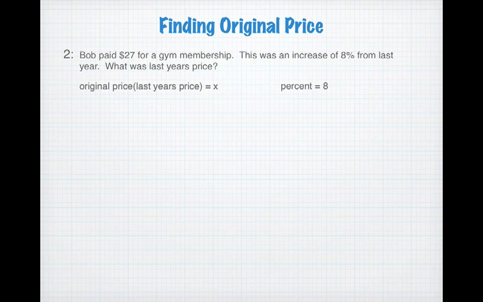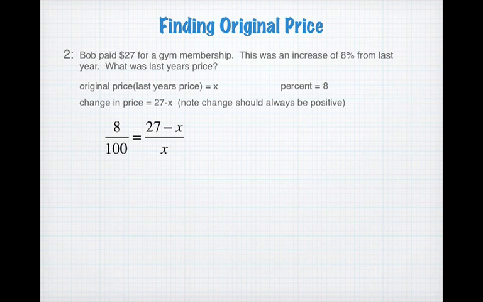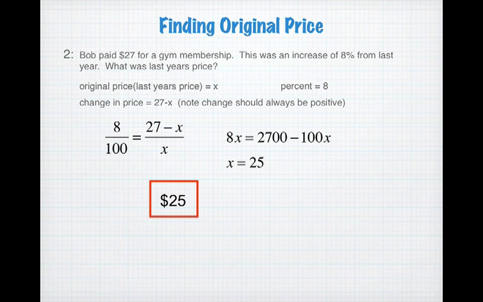What's tricky about this problem is calculating the change in price. Since we know that he's paying $27 now, and he paid x dollars last year, the change in price is going to be assigned the expression 27 minus x. Note that the change should always be positive. So now the equation is going to be 8 over 100 equal to 27 minus x over x. Finding the cross product here gives us 8x equal to 2700 minus 100x, which solves to x equal to 25. So last year's price for Bob's gym membership was $25.